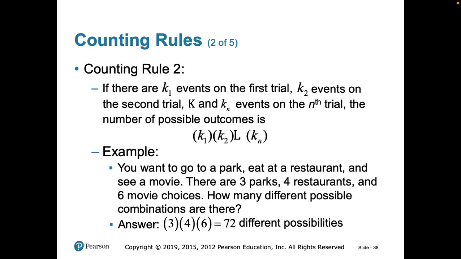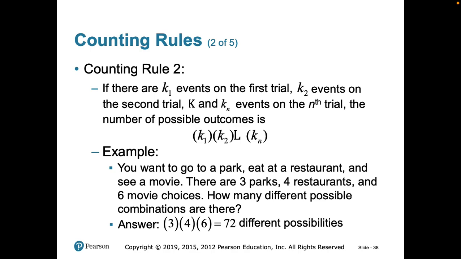All right, counting rule number 2. Basically, this is kind of like a general version of rule number 1, but it allows the number of possible events to be different on each trial. So what you're saying here is if there are k1 events on the first trial, k2 events on the second trial, and kn events on the nth trial, the number of possible outcomes is k1 times k2 times ... times kn.